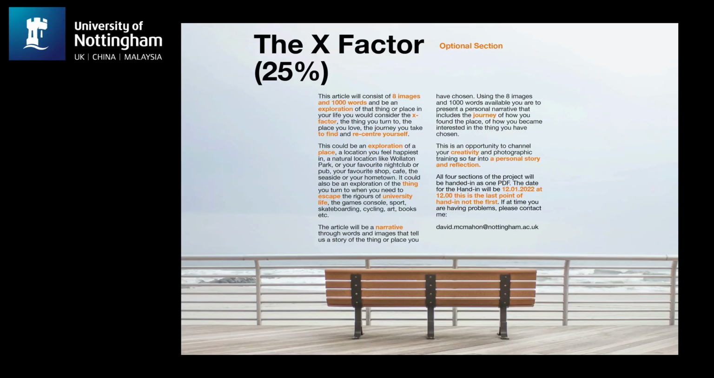This last one we're looking at is the last one in our optional sections. So you're going to be choosing two from these optional sections to go with your front cover, contents page and your portfolio, to make up 4 sections to the project. But with the one we're calling the X Factor, you've got 8 images. You need to take eight images and 1,000 words to go with this one.